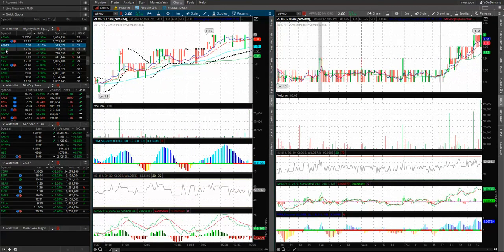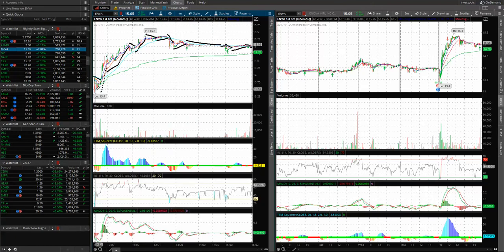AFMD, nope. EMVA, wow, 13 up to 15, back down. This thing was trading at 13.88. This may be a potential short. I'm not gonna look at it. I'm just gonna keep going.